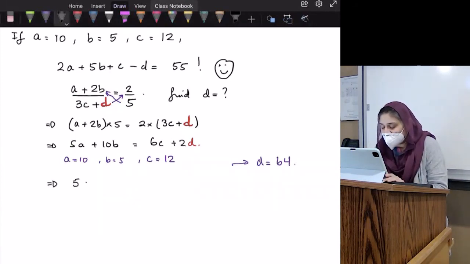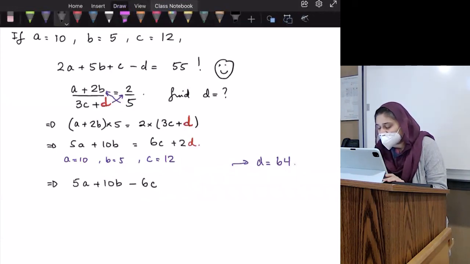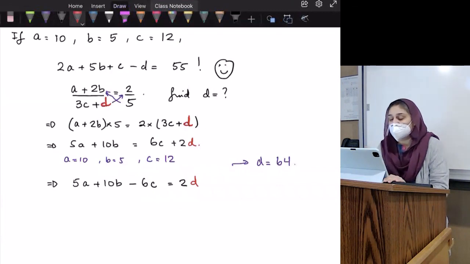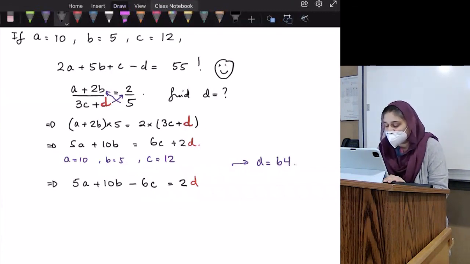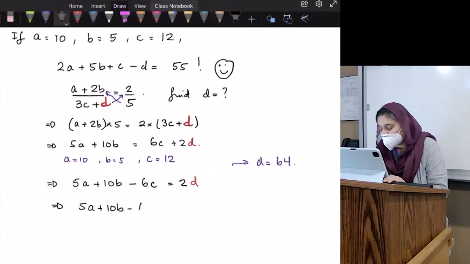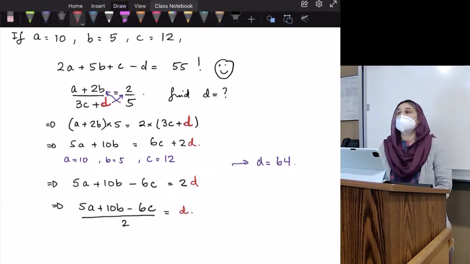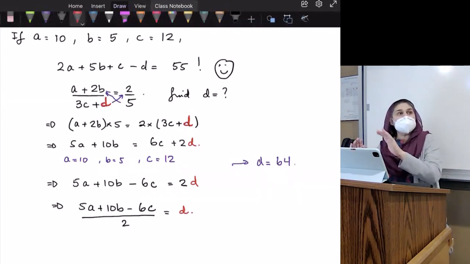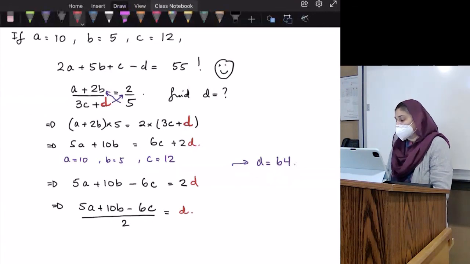So this would be 5A plus 10B minus 6C equals 2 times D. Still looking for D. I can move that 2 over to the other side. That means I will have (5A plus 10B minus 6C) divided by 2 equals D. So is now the cheese on one side all by itself? Then just plug in the numbers and solve. That's algebra.